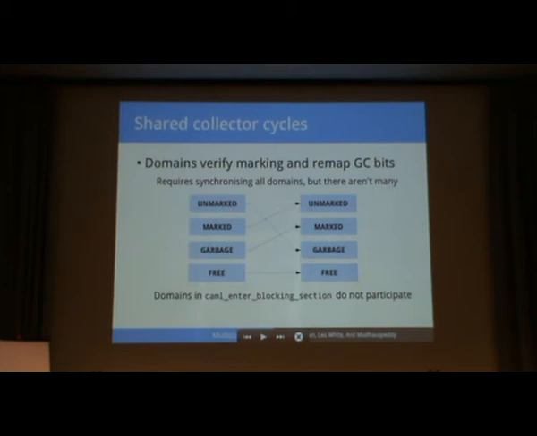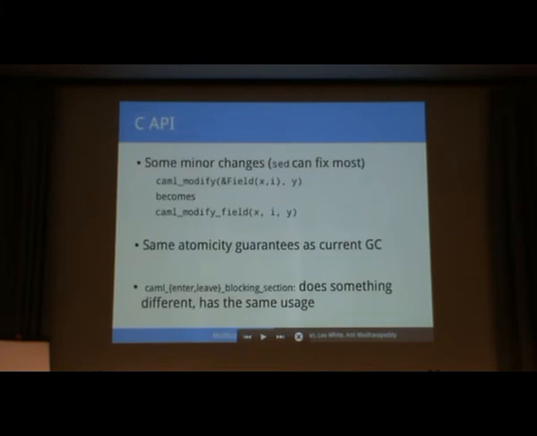So a very long-running C call doesn't actually hold up anything else. Other domains can continue running, continue garbage collecting, even if one domain is stuck doing something complicated in C. There are very few API changes that actually need to be made to port C bindings to the multicore system.